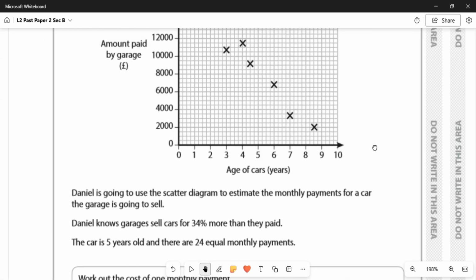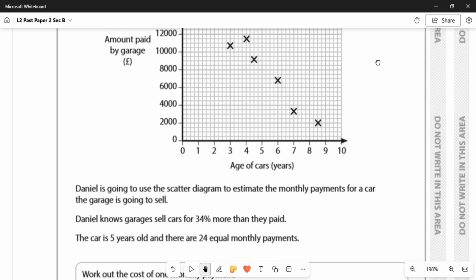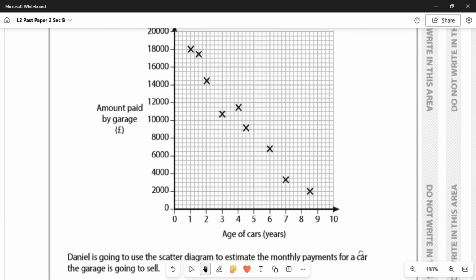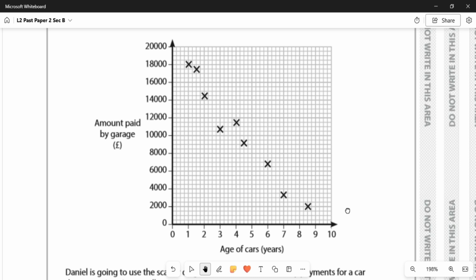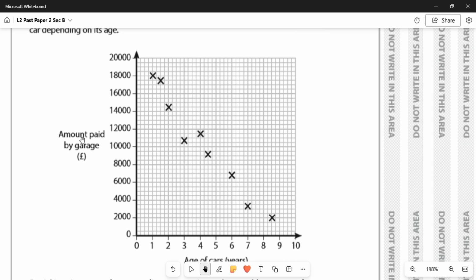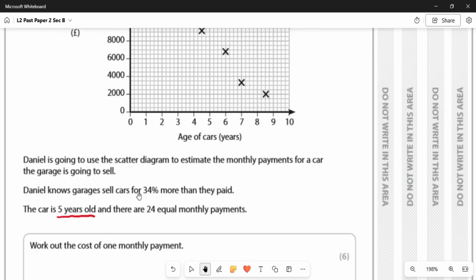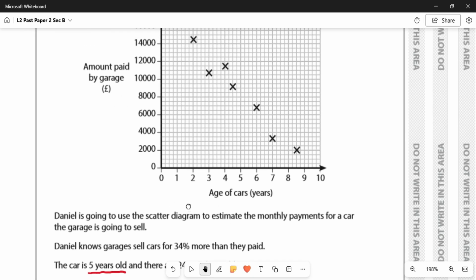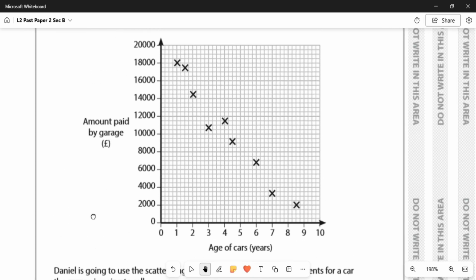So usually, for a scatter diagram, we need a line of best fit, definitely, especially in this question, because we need to use the scatter diagram. We need a car that's 5 years old. That will tell us the amount that they paid, and then we need to do 34% more of that, and that will tell us how much they are going to sell the car for. Okay, let's work out how much they paid. So we need a line of best fit first.